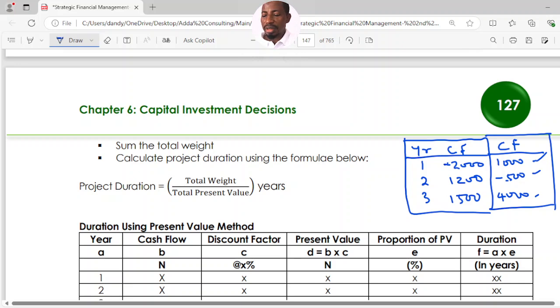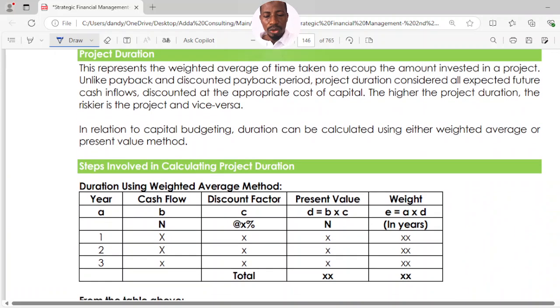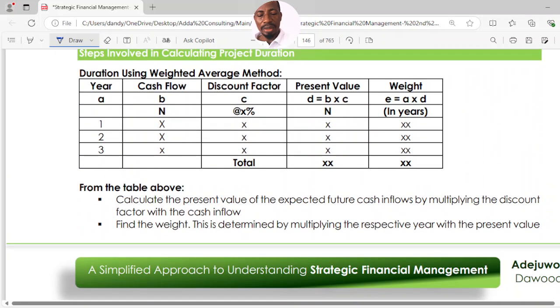Okay, so these are the things you need to take into account: even if the negative cash flow occurs in the final year, provided the negative cash flow is not from the first year, then you have to include the negative cash flow in the calculation of your project duration. So let's go back to calculating the project duration.